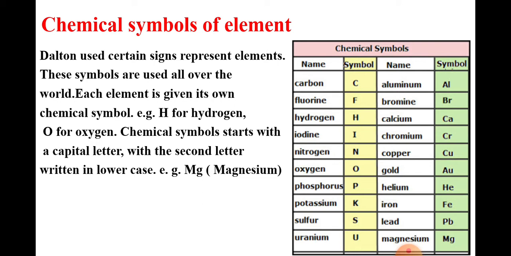Dalton used certain signs to represent elements. These symbols are used all over the world. Each element is given its own chemical symbol. For example, H for hydrogen, O for oxygen. Chemical symbols start with a capital letter, with the second letter written in lowercase. For example, Mg for magnesium: M is a capital and g is small, that is its second letter.